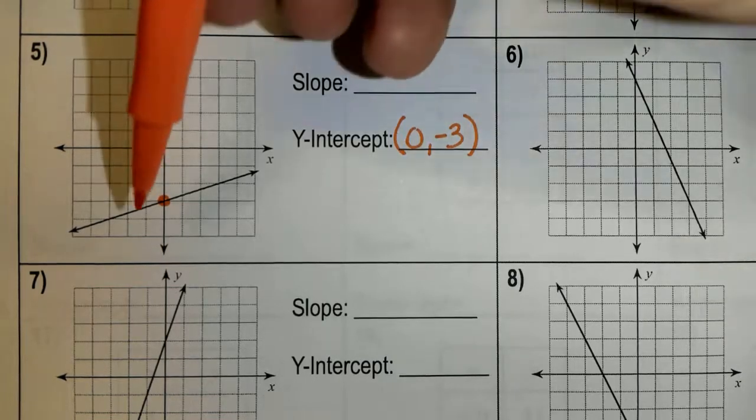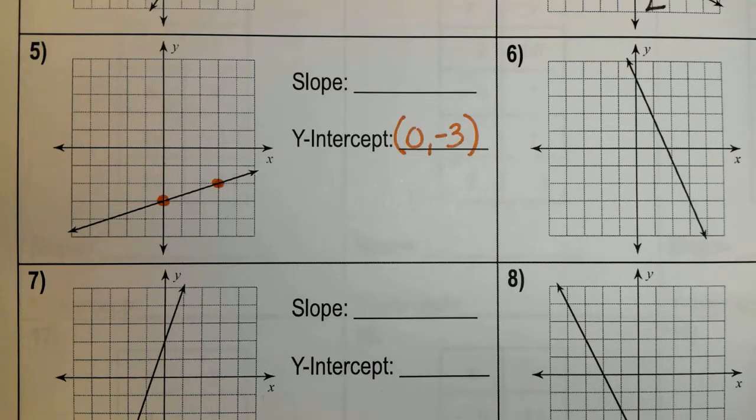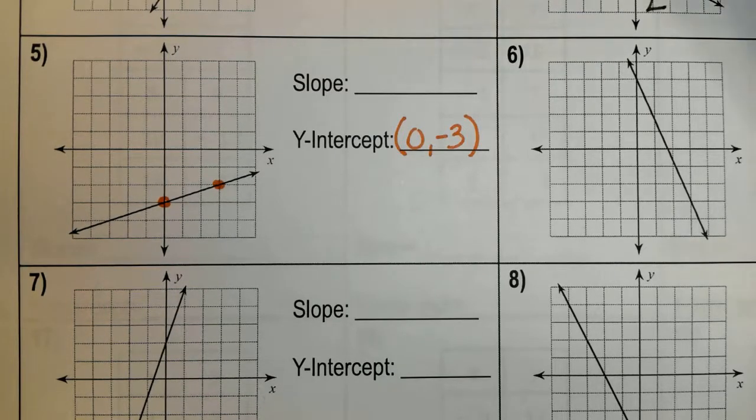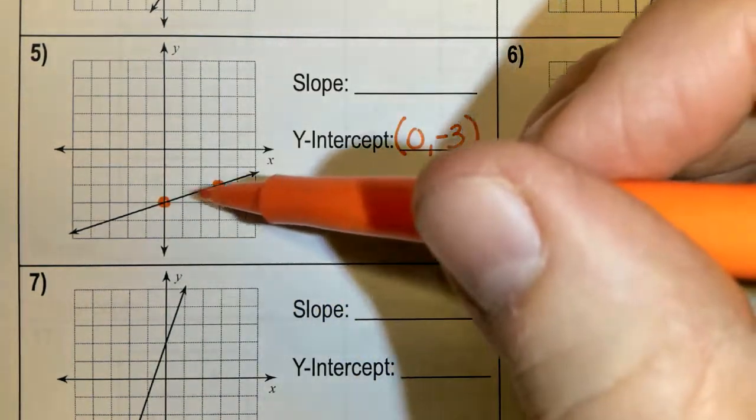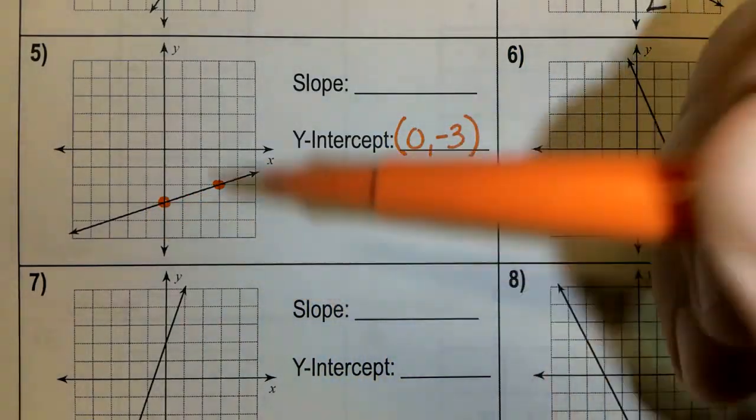Okay, now the next point that I can find is right here. Now I always go to the right starting off because it's just easier for me. Again, it doesn't matter what direction you go. I just always go to the right if I can. So I want to go from left to right, and you always go up or down first, because you want to do rise first, then run.